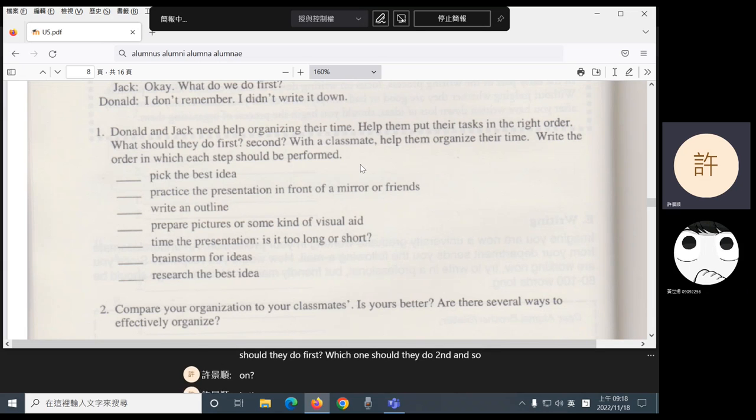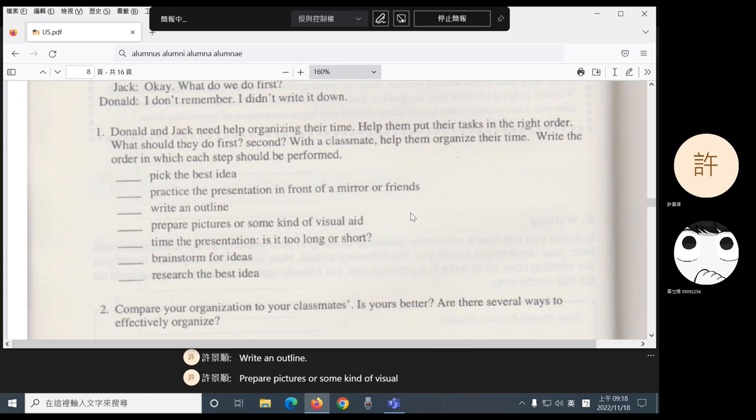Let's see what they have to do. They have to pick the best idea, practice the presentation in front of a mirror or friends, write an outline, prepare pictures or some kind of visual aid. Time the presentation. Is it too long or short? Brainstorm for ideas. Research the best idea. So what order do you think they should follow? I'll give you 5 minutes to think about it, and then we will compare answers.